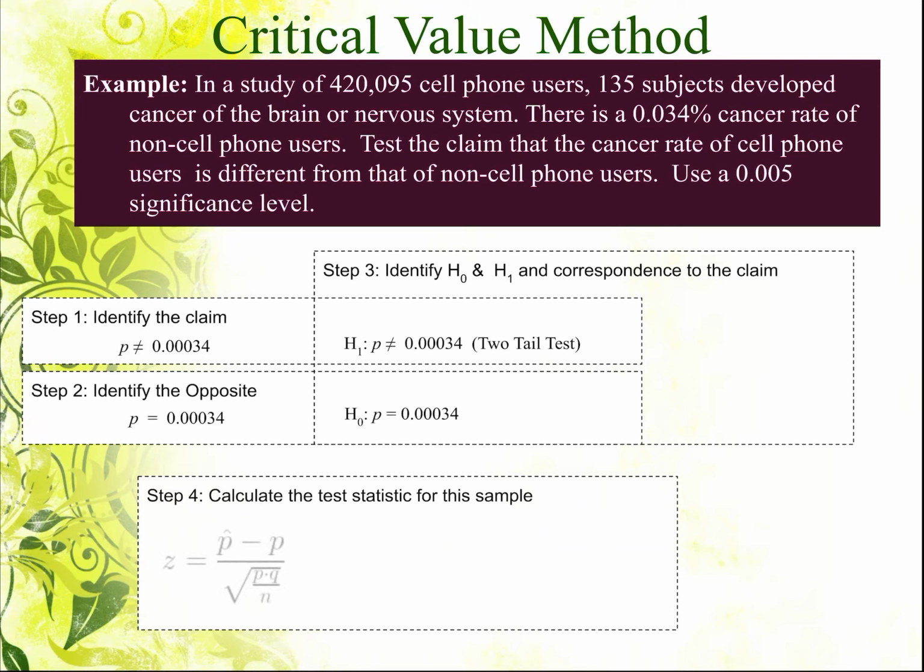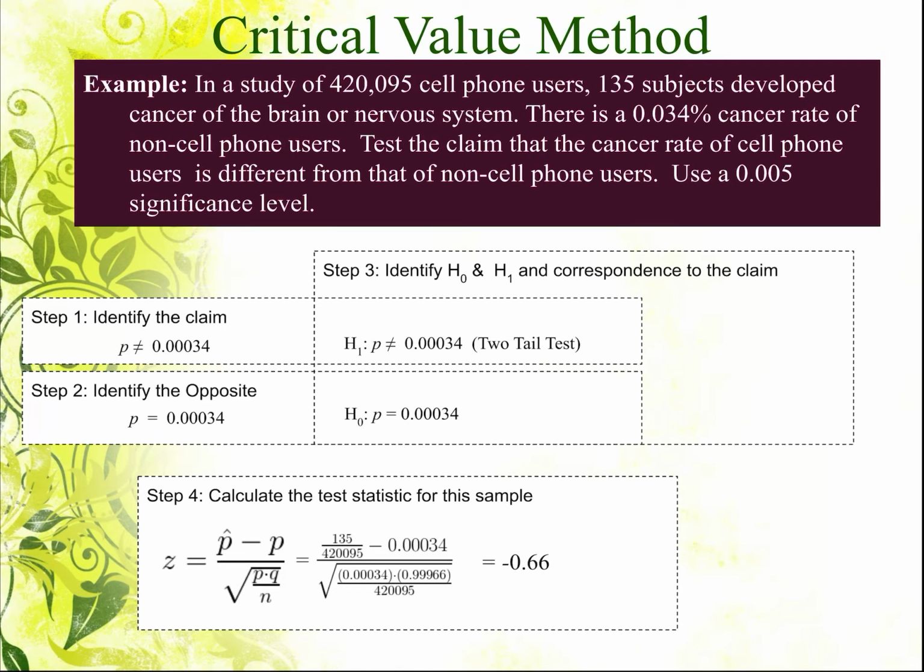Always need to find the test statistic. Again, since we're talking about proportions, we're going to use the Z test statistic here. Plugging in our sample proportion, we have 135 out of 420,095, and the population proportion is 0.00034. So we plug that in, we get a Z test statistic of negative 0.66.